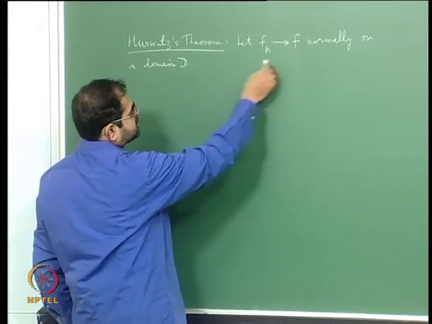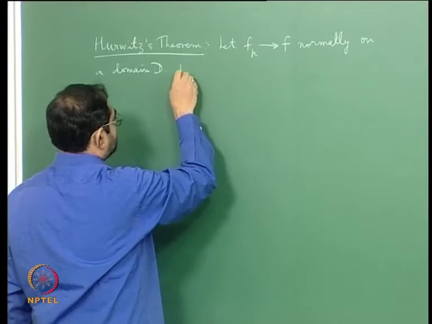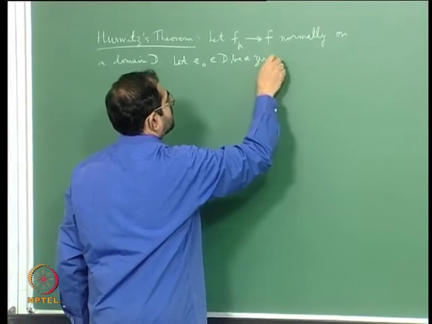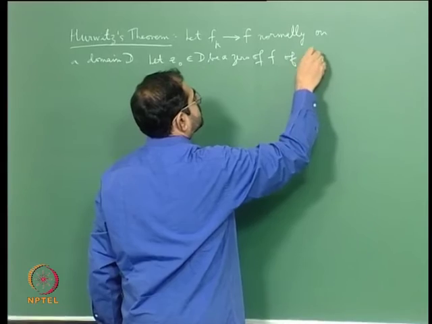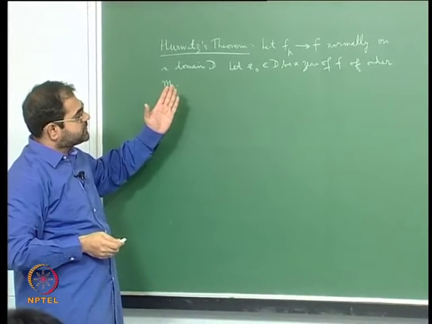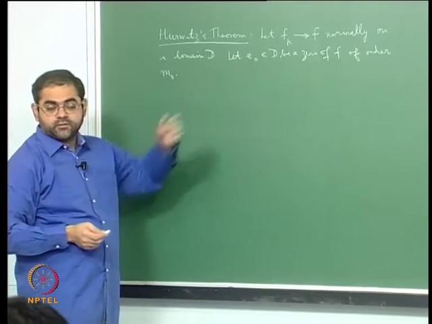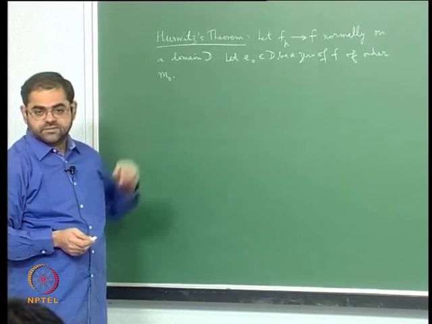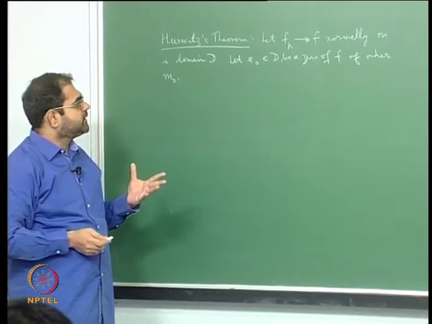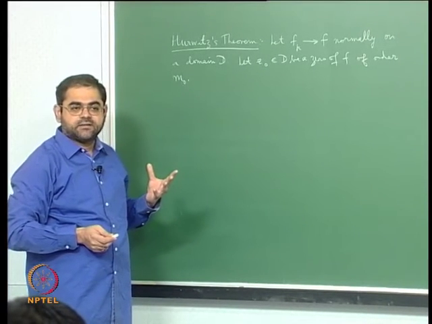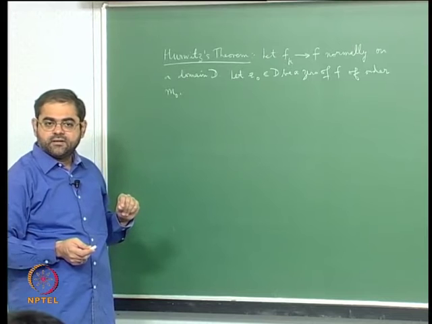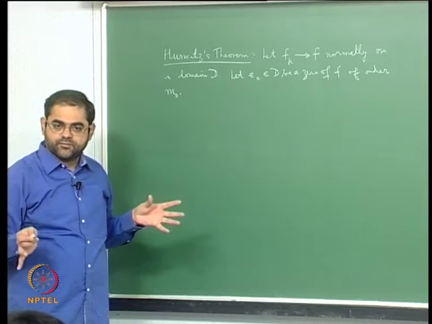And then what Hurwitz's theorem says is that if you take a zero of f, let z0 belonging to D be a zero of f of order m0. As I explained in the last lectures, it will follow that f is analytic, because of normal convergence. A normal limit of analytic functions is again analytic, essentially because of the uniform convergence on compact subsets. And since an analytic function has zeros which are isolated, given any zero, you can find a disk surrounding that zero where there are no other zeros.